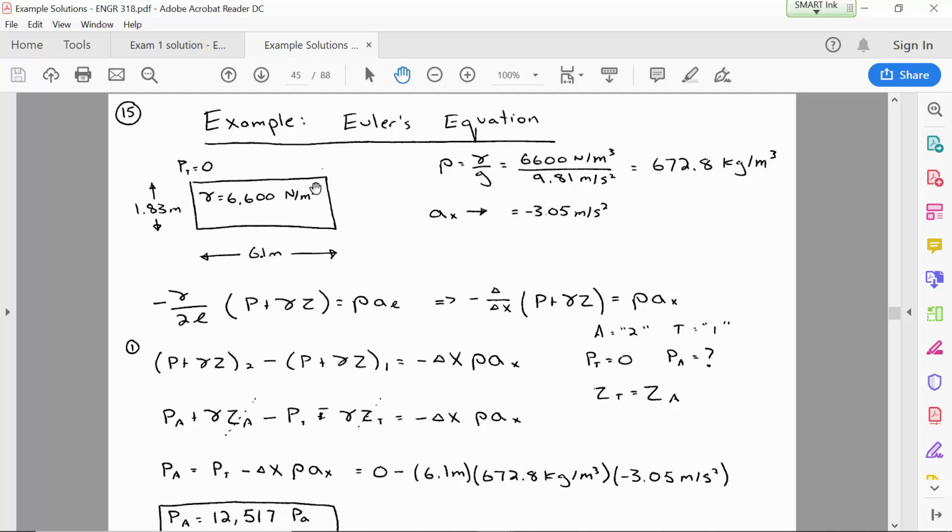So the pressure here at A is just going to be minus delta x, and the 2 points are 6.1 meters apart, the density, and then we have to be sure to put in the negative sign to denote that this is accelerating to the left. And so the minus and the negative sign in the acceleration will cancel each other out, and that tells us that we have a positive pressure at A of 12,517 pascals. Any questions about this one?